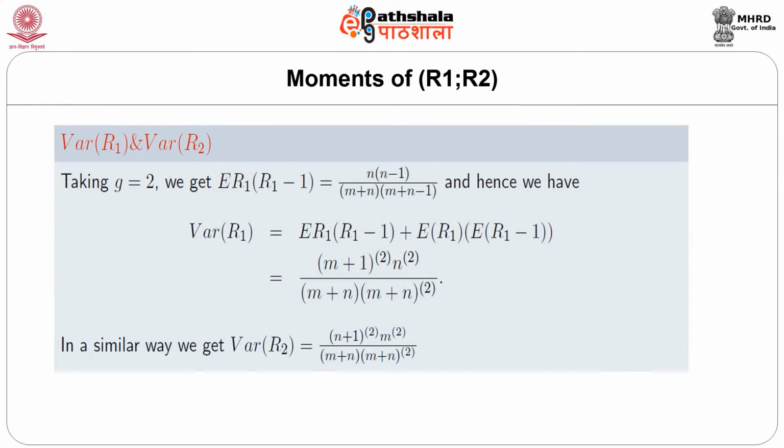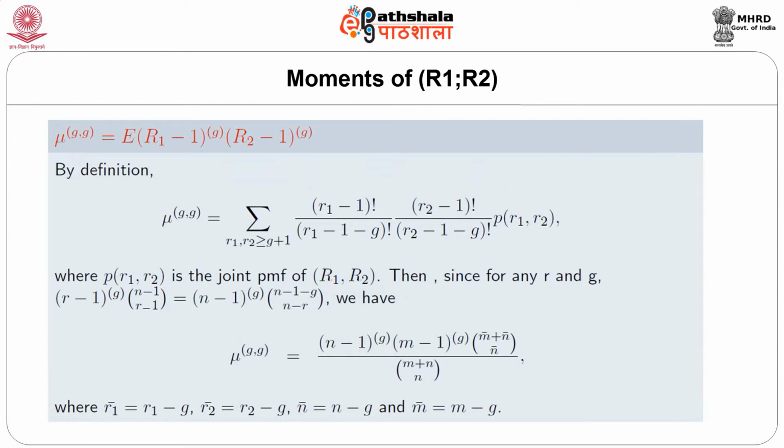Similarly, for getting the variances, we take g equal to 2 and get the factorial moment, the expected value of r1 into r1 minus 1, and using the relation that variance of r1 equals expected value of r1 multiplied by r1 minus 1 plus expected value of r1 minus the square of expected value of r1, we get the variance, and in a similar way the variance of r2 can be obtained.